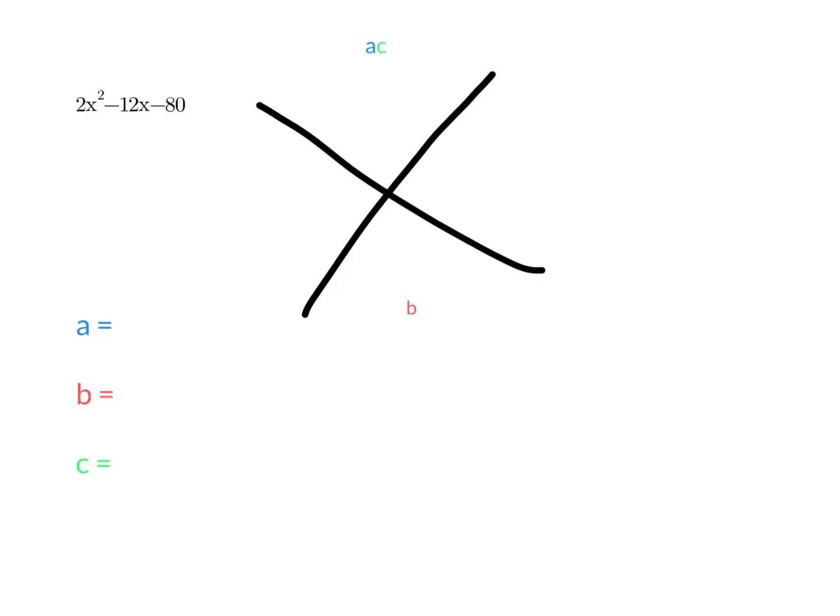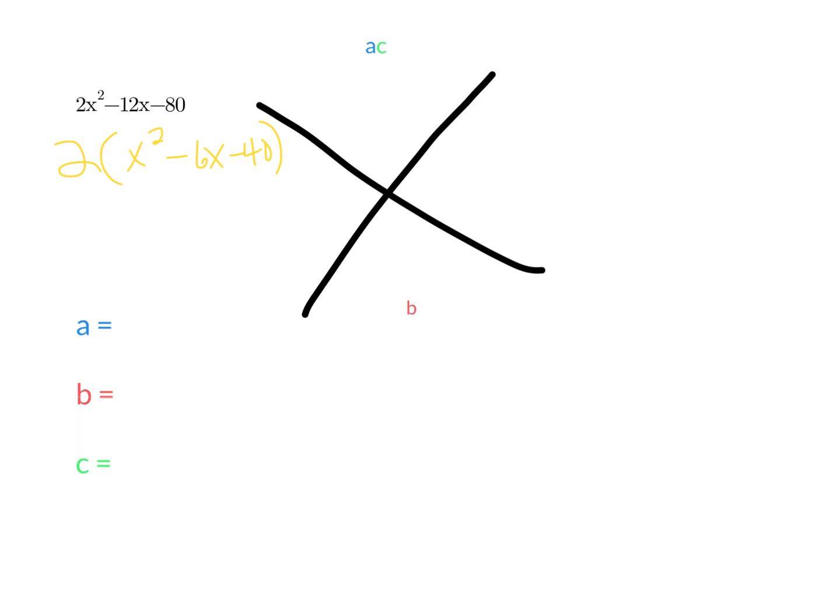The next example we're looking at is to factor 2x squared minus 12x minus 80. The first thing I do is to always look for the greatest common factor. Since all my numbers are even, they share a common factor of 2, so I'm going to pull out that 2 first. It's going to be 2 times the quantity of x squared minus 6x minus 40.